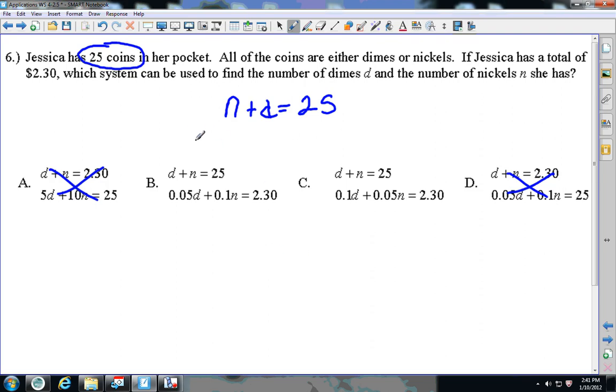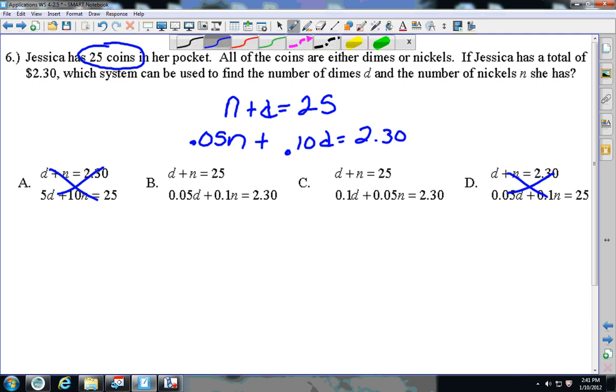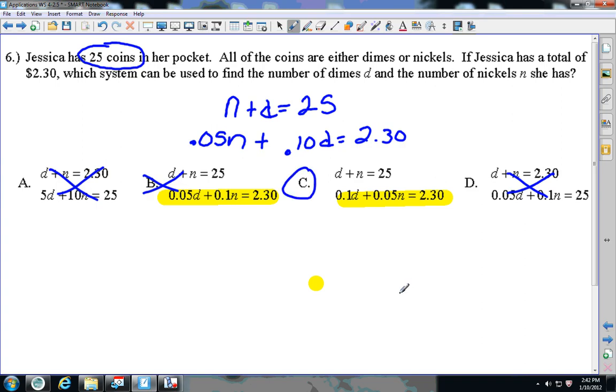Now, to put in your values, it's 0.05 times the nickels plus 0.10 times the dimes, and that equals $2.30. What is the difference between my 2 answer choices right here? Oh, hey, I didn't mean to draw a line through that. Let me get my highlighter. Look at this answer and this one. What have they done in these 2? This one says it's 5 cents times the dimes and 10 cents times the nickels. So this one is not correct. Your answer should be C.